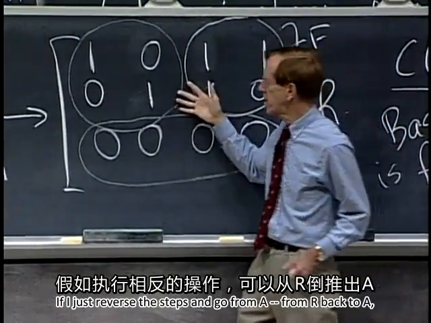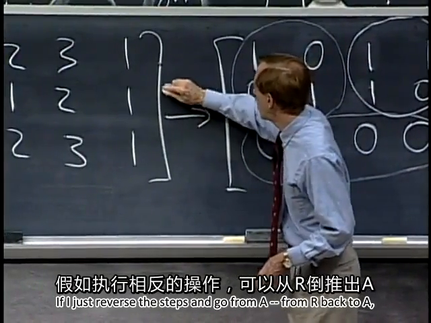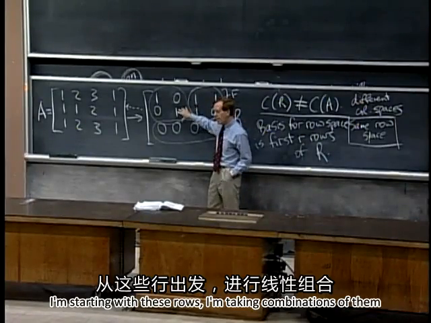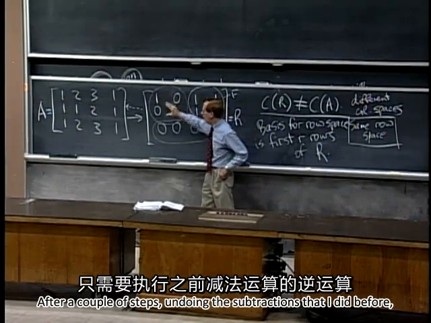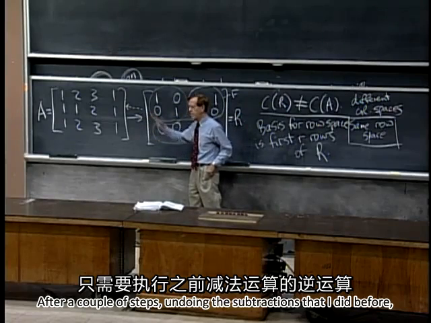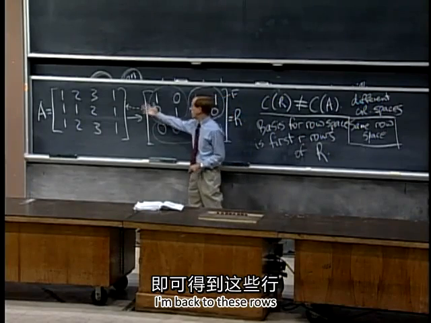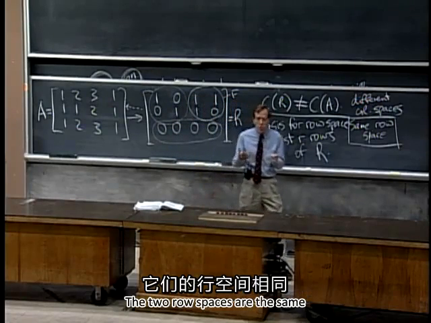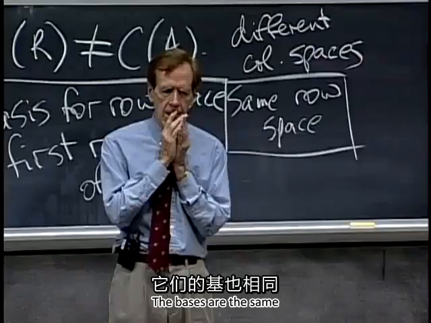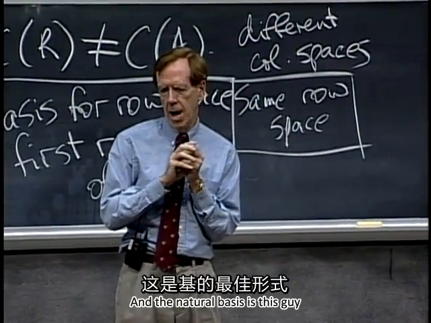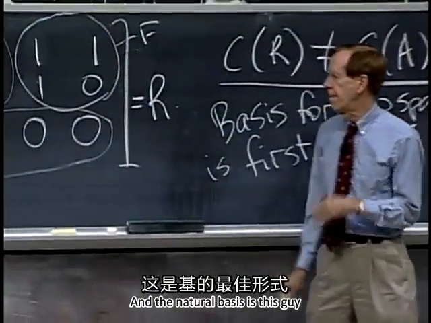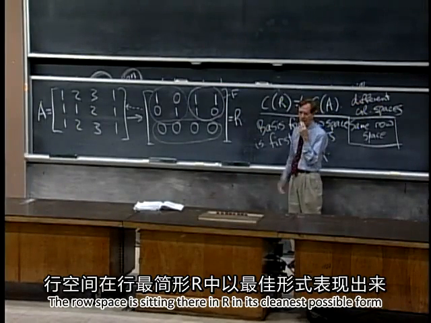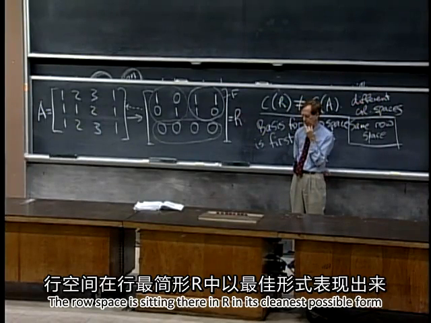If I just reverse the steps and go from R back to A, then what am I doing? I'm starting with these rows. I'm taking combinations of them. After a couple of steps, undoing the subtractions that I did before, I'm back to these rows. So these rows are combinations of those rows. Those rows are combinations of those rows. The two row spaces are the same. The bases are the same. And the natural basis is this guy. Is that all right for the row space? The row space is sitting there in R in its cleanest possible form.